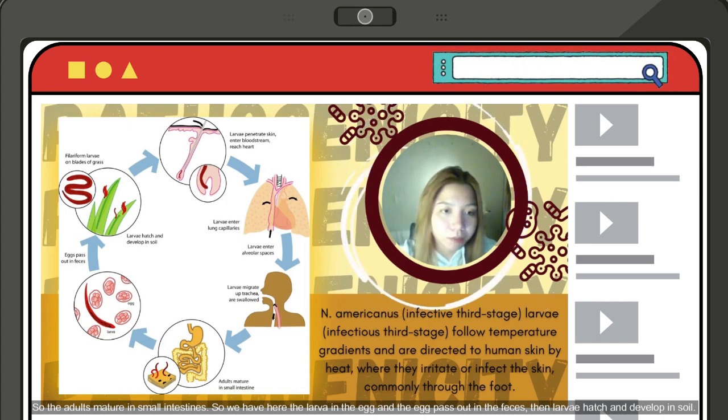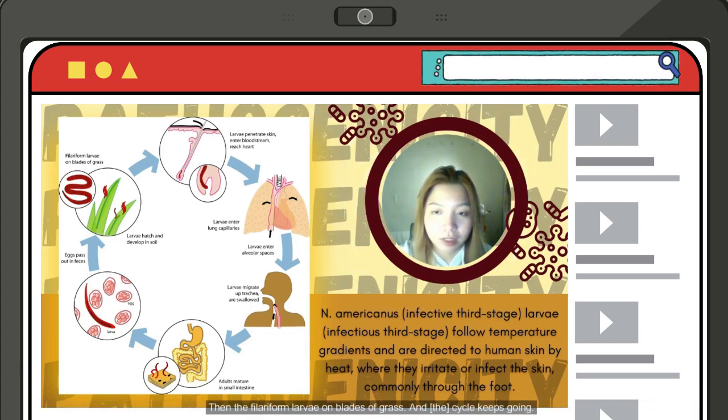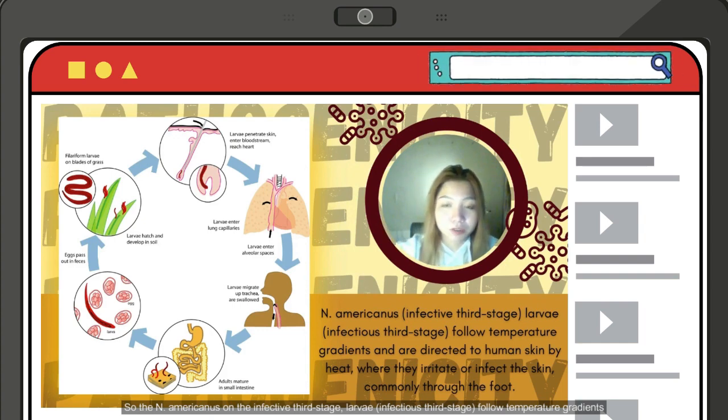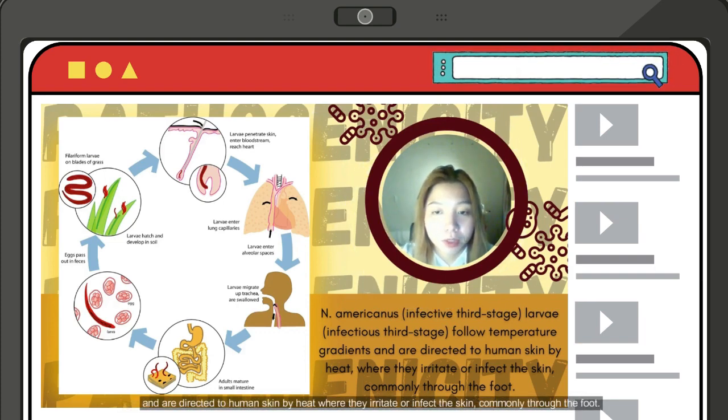So we have here the larva and the egg passing out in the feces. Then larvae hatch and develop in soil. Then the filariform larvae on blades of grass, and the cycle keeps going. So the N. americanus infectious third stage larvae follow temperature gradients and are directed to human skin by heat, where they irritate or infect the skin, commonly through the foot.